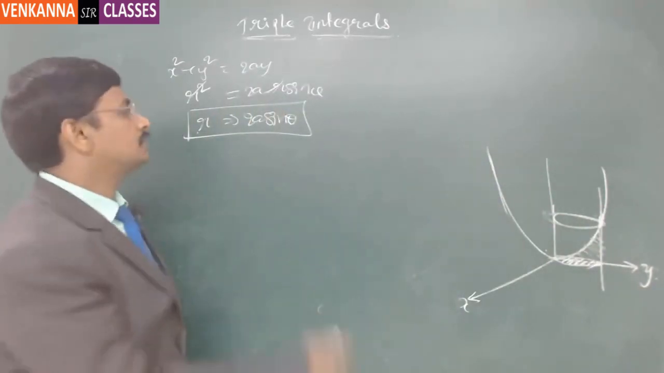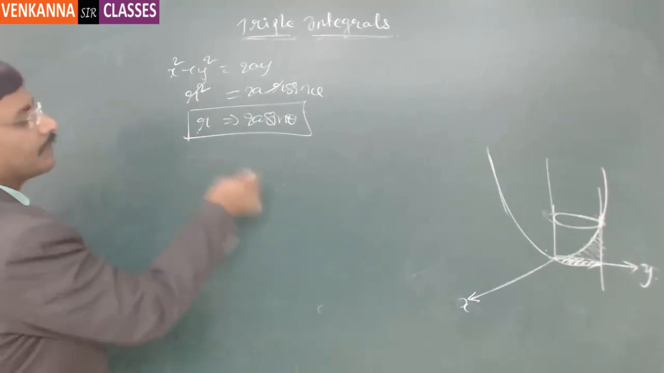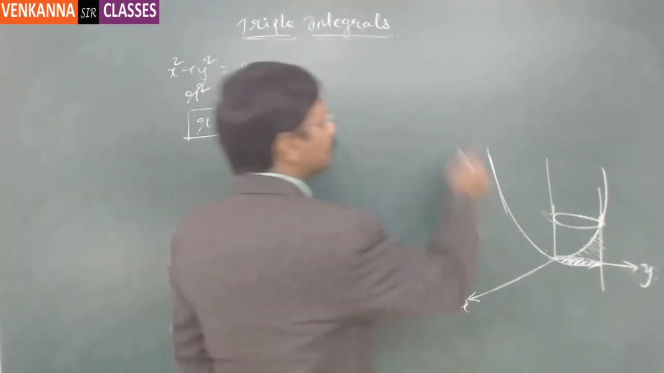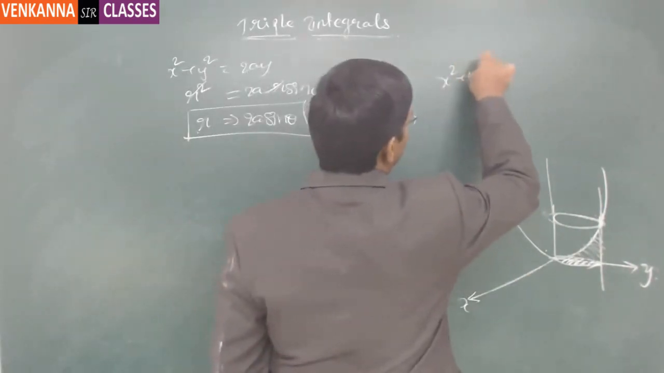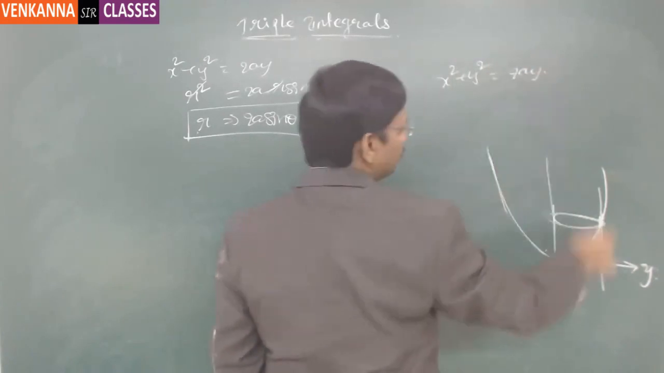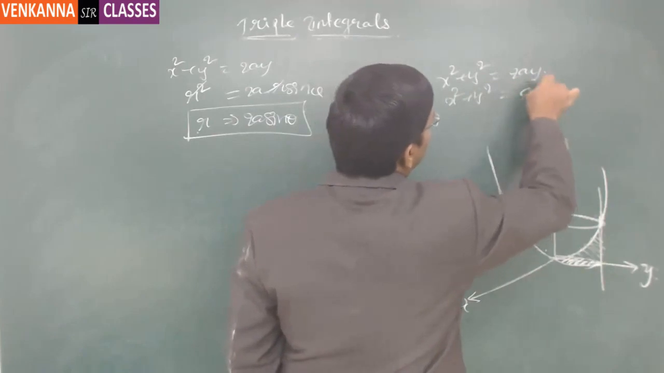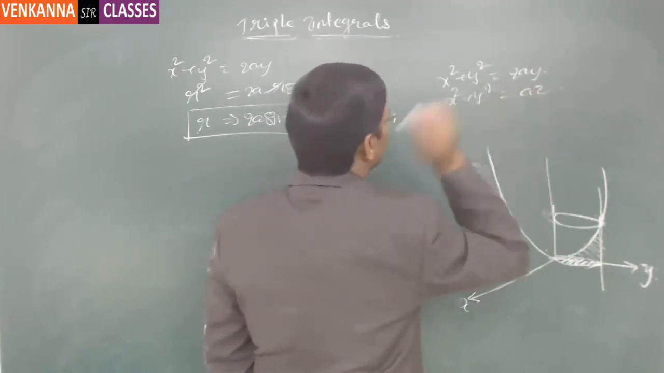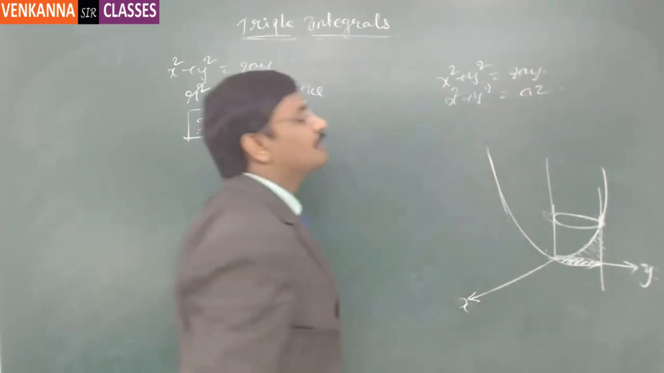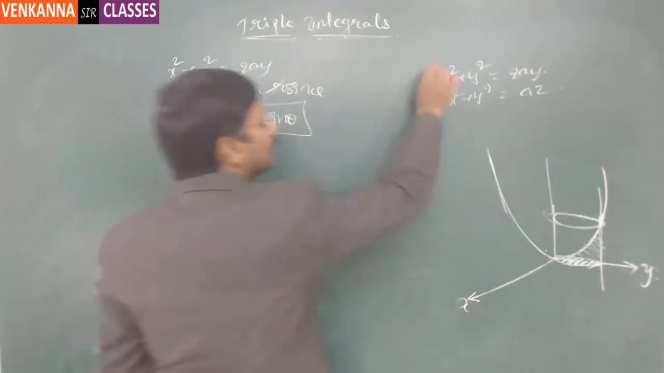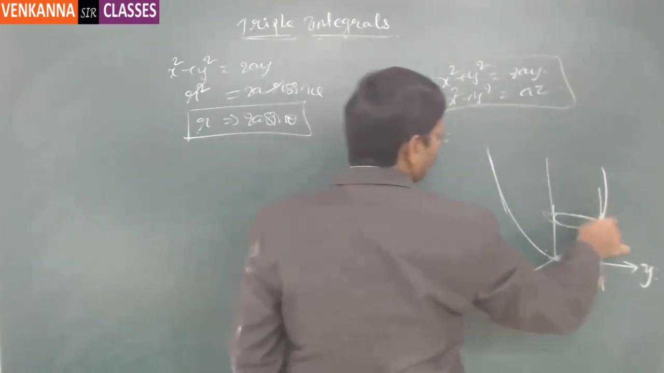So this is the shape. Now here, what is this intersection point? The intersection point will be x square plus y square is equal to 2ay. This is the cylinder, and x square plus y square is equal to az. This is the other cylinder. If you want to equate them, you are going to get the relation between these two. But in this case, we don't need to find the intersection point like this.